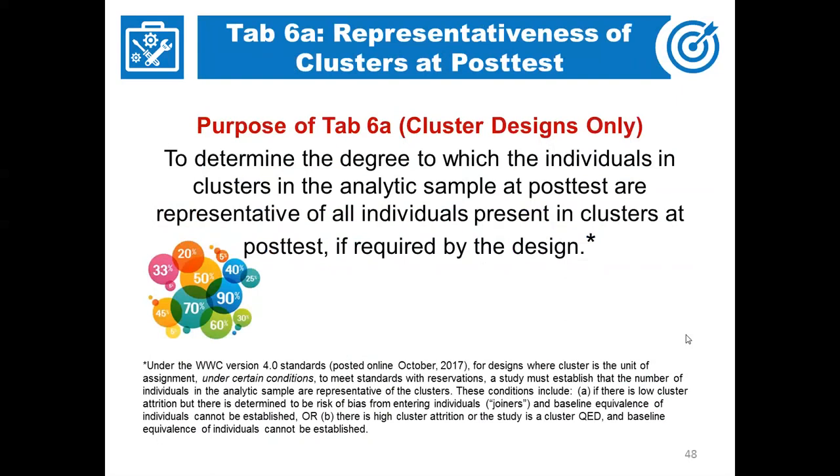Tab 6 is relevant for some cluster design studies. Some, but not all, cluster assignment studies have to provide evidence of representativeness. Representativeness is a measure of non-response. It's a measure of the percentage of individuals enrolled in clusters who do not contribute any data to the analysis. So the WWC, it's kind of a concept similar to attrition that applies in some cluster design studies. And the WWC assesses representativeness using those same attrition boundaries that they use for measuring attrition in RCTs.